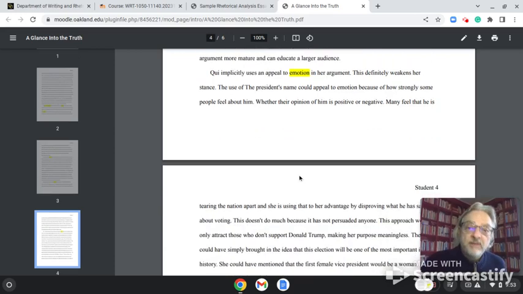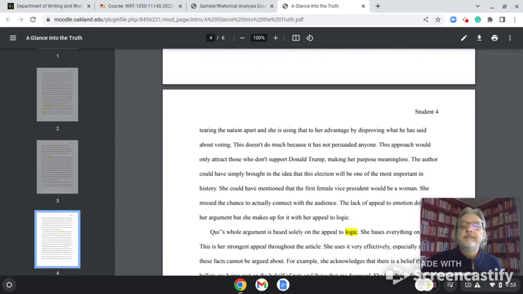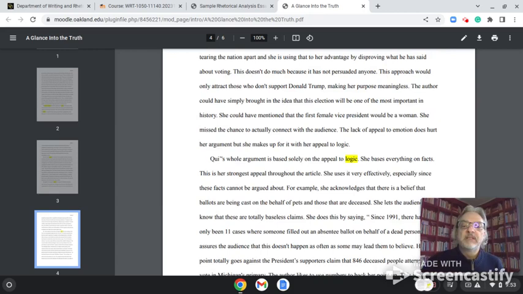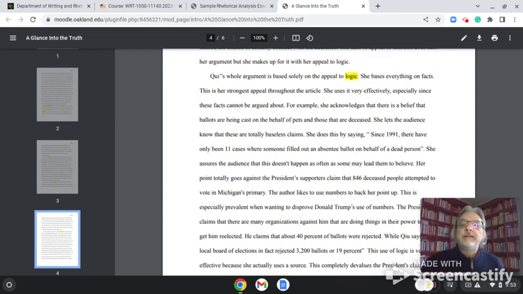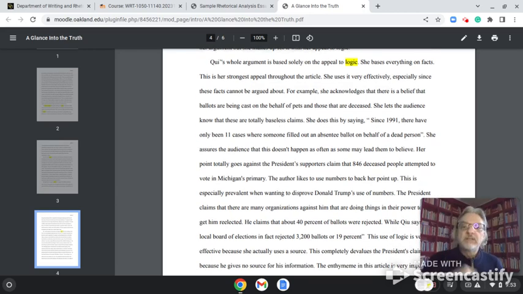It's a good paragraph on pathos. It's missing what the emotion is. What is the feeling? If she just mentioned a specific type of emotion or feeling. The appeal to logic is really strong. It talks about the reasoning. She's claiming this is her strongest appeal throughout the article.